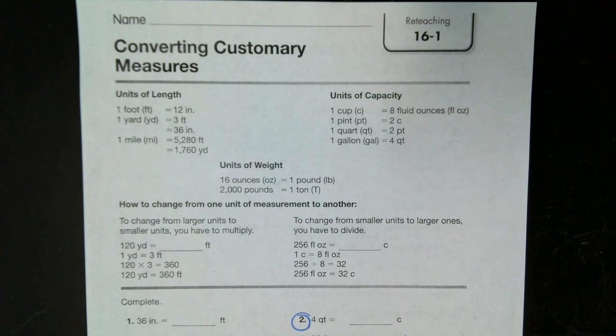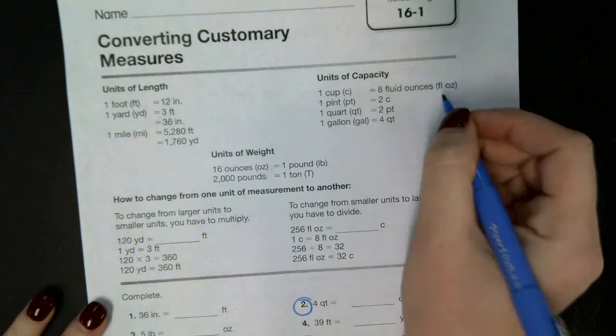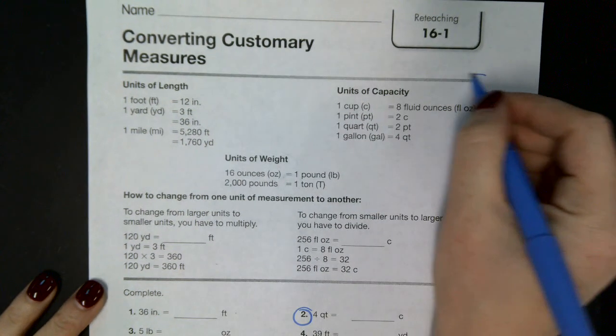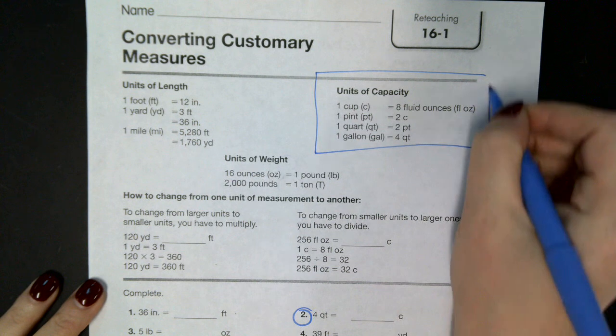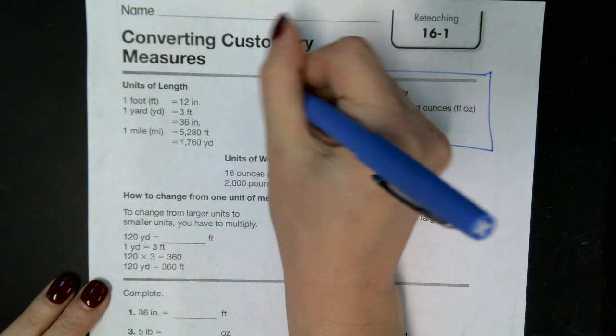All right, guys, so today we're going to be continuing the 16-1 reteaching. Yesterday we focused on the customary units of length, feet, yards, miles, all that. Today we'll be focusing on our units of capacity. And we've already discussed the big G.